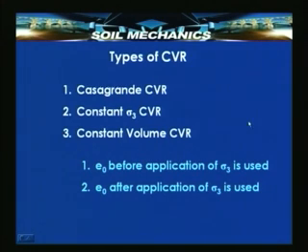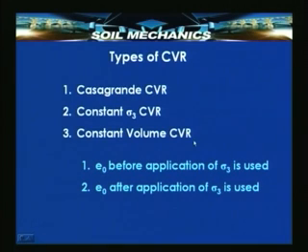Arthur Casagrande has proposed a critical void ratio of his own, which is nothing but the void ratio which is determined before the application of the confining pressure sigma 3. On the other hand, if we do what is known as a constant sigma 3 test, that is the conventional triaxial test where sigma 3 is kept constant in the first stage of loading, then the e0 after application of sigma 3, if that is used, the corresponding CVR is known as constant sigma 3 CVR.